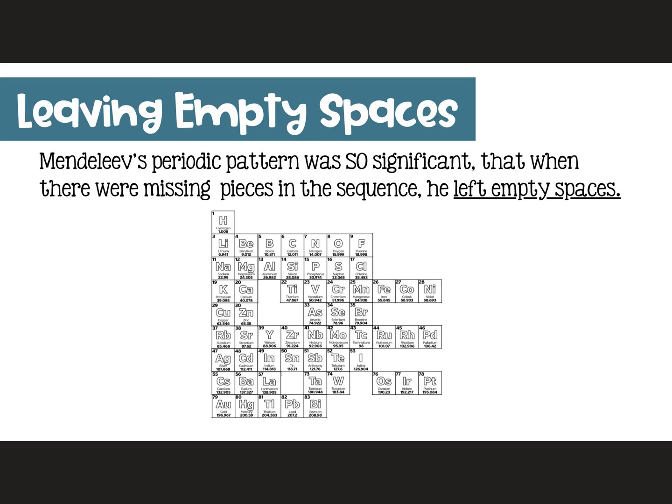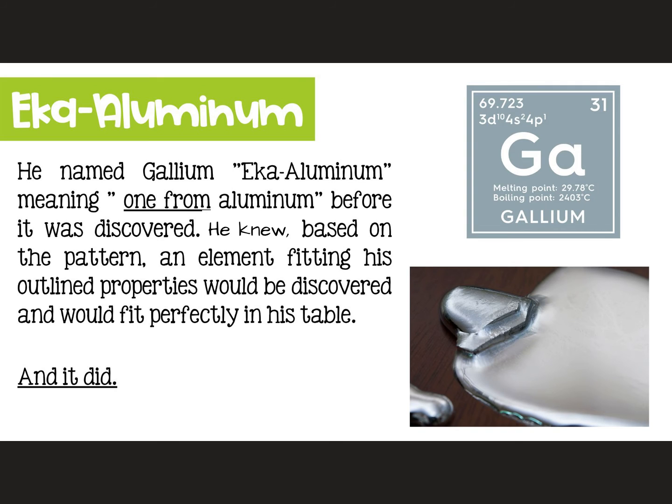And his periodic pattern was so significant that when there were missing pieces in the sequence, he left an empty space. At the time, gallium had not been discovered, so he named it eka-aluminum, meaning one from aluminum, before it was discovered. He knew, based on the pattern, that an element fitting his outlined properties would be discovered one day, and it would fit perfectly in his table. And it did. This guy was a periodic table fortune teller.